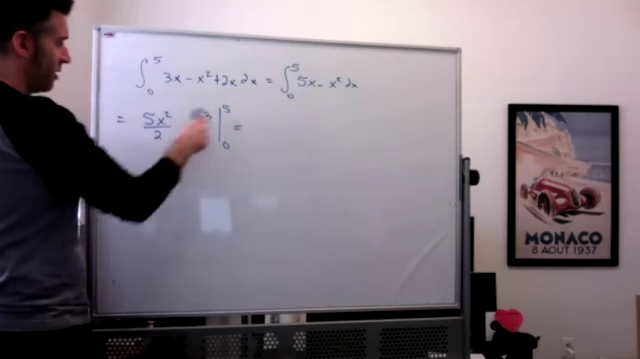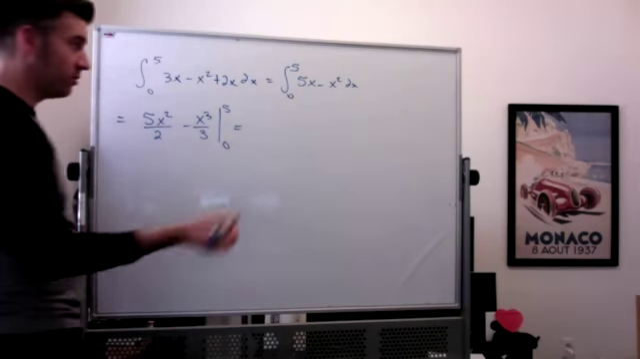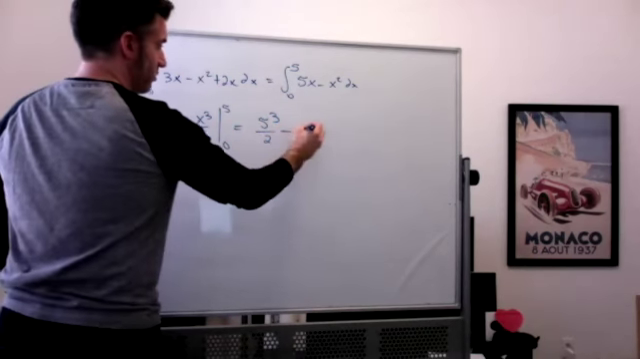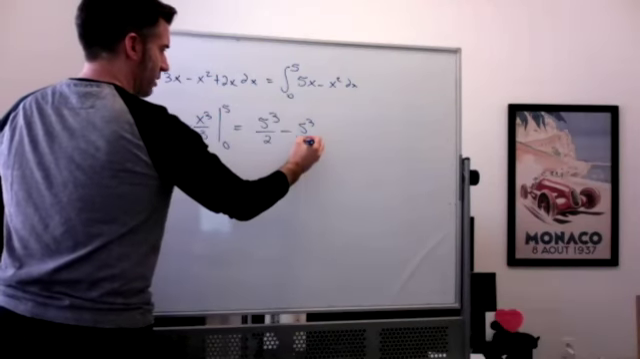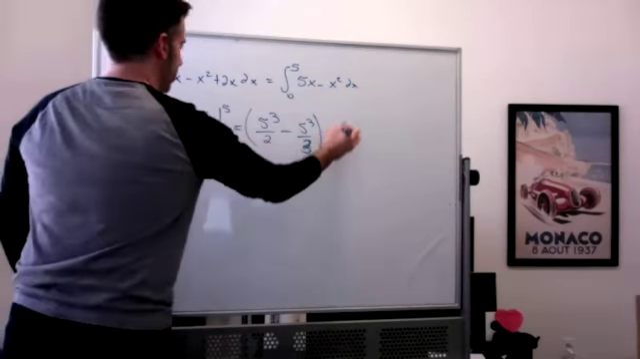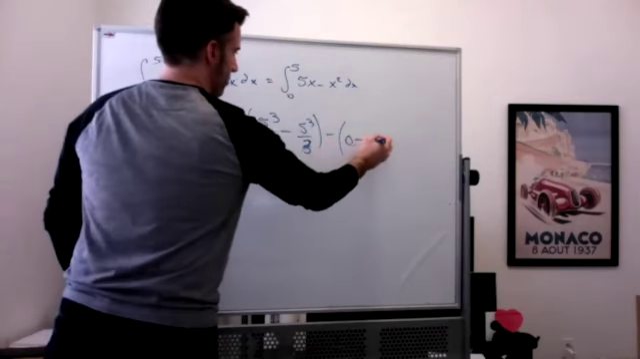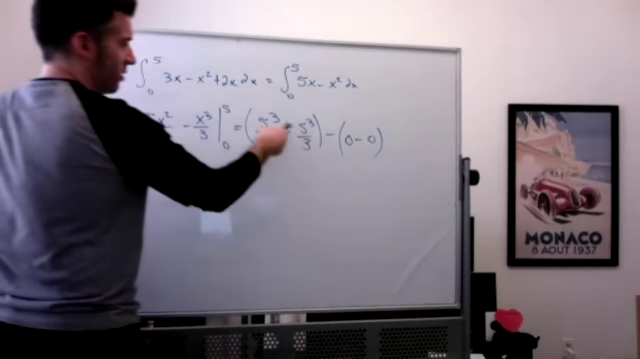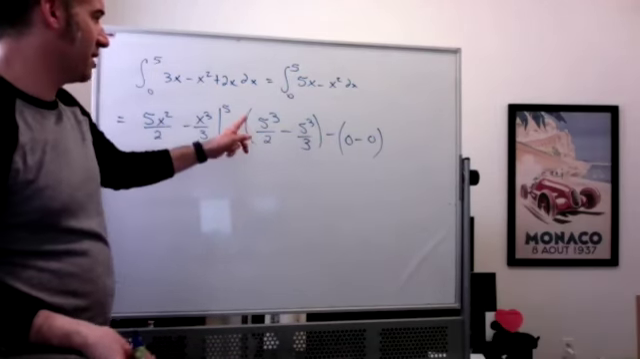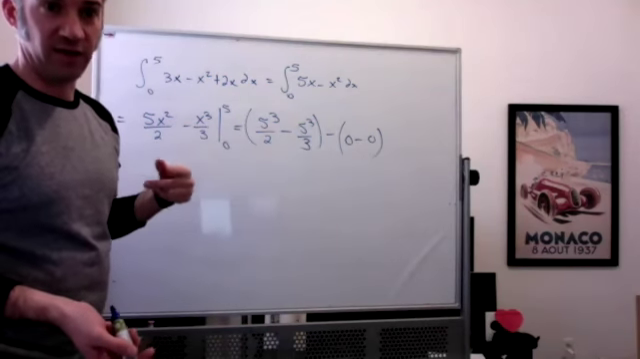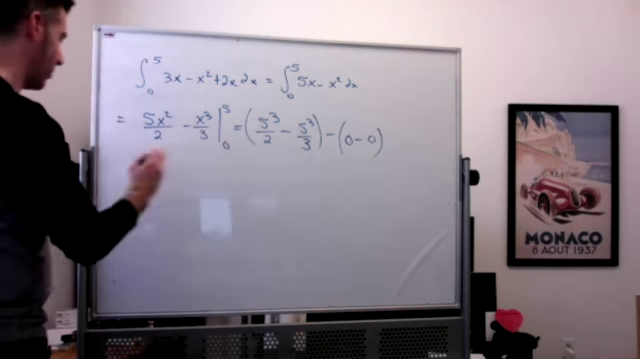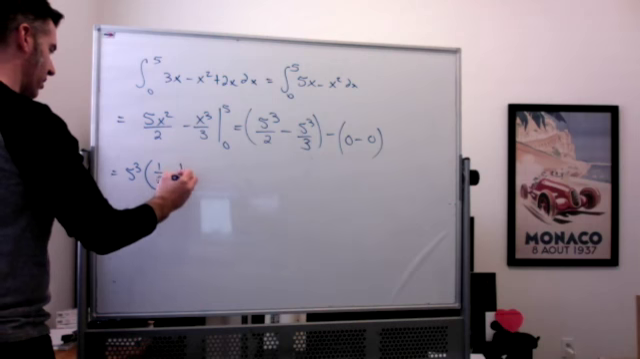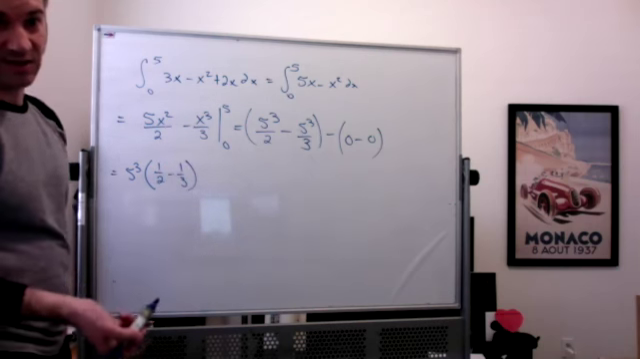Plug in 5. 5 times 5 squared is 5 cubed over 2. Minus 5 cubed over 3, sorry. Minus, plug in 0, you get zeros. And so the reason I wrote it like this is so that you can see that if you want, you can factor out the 5 cubed before you add these fractions together. So I can rewrite this as 5 cubed times 1/2 minus 1/3, which I think is easier to deal with.